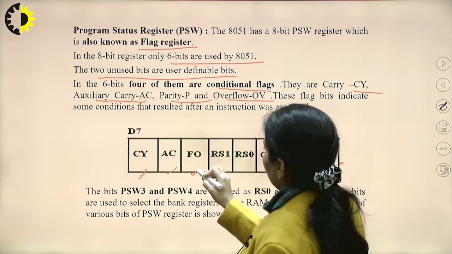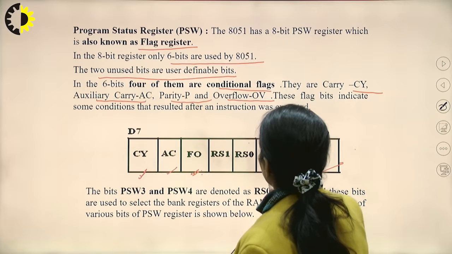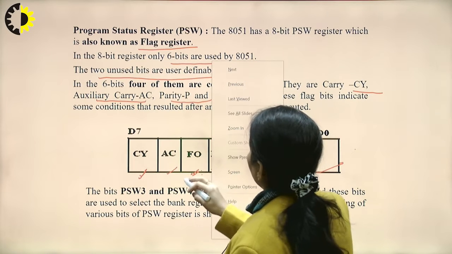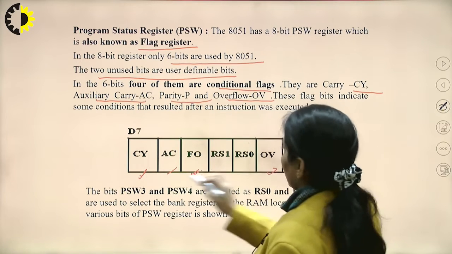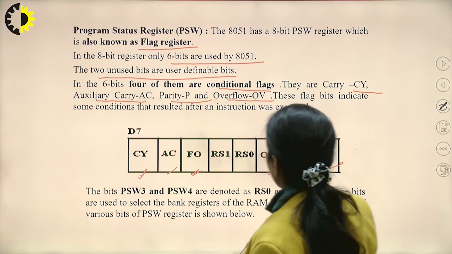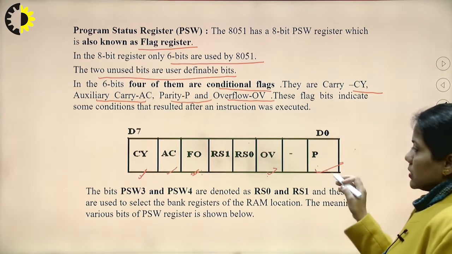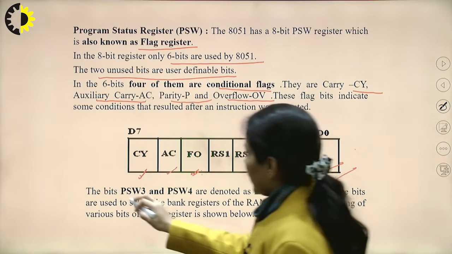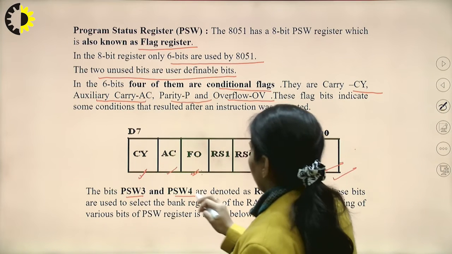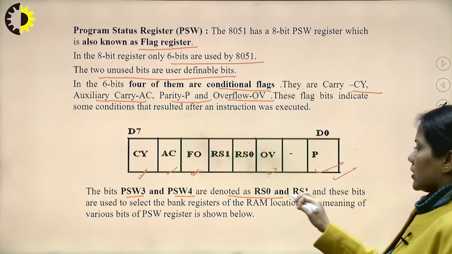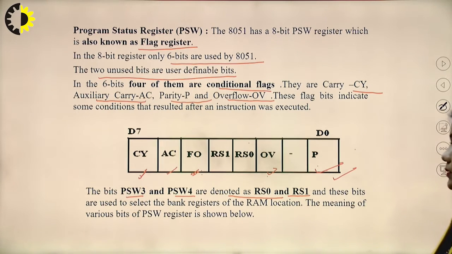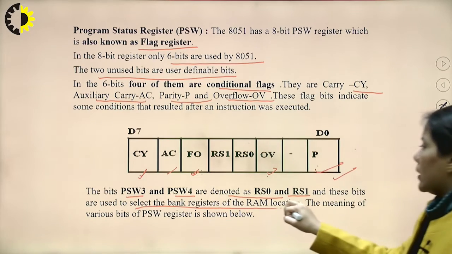Then again it is the overflow now, and this is the parity. So these 4, carry, auxiliary carry, overflow and parity, are the conditional flags. The bits PSW3 and PSW4 are denoted as RS0 and RS1, and these bits are used to select the bank registers of the RAM location.